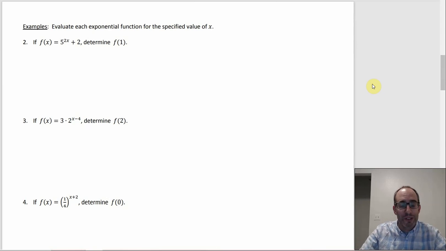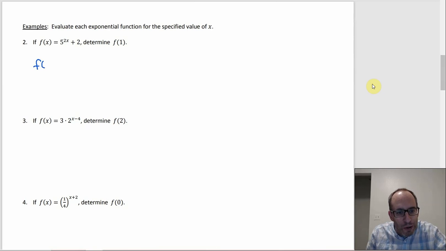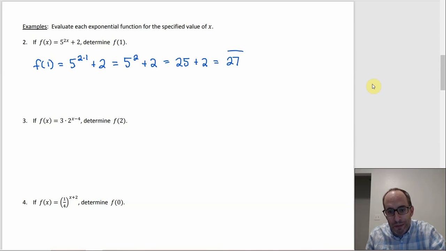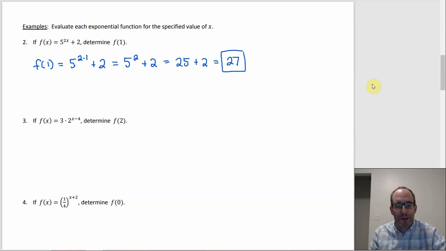So we are just going to sub in and simplify, but it does feel weird when you're subbing into the exponent. So let's see. Number 2, we want f of 1. So f of 1 here, if I just sub in a 1, it'll be 5 raised to the power of 2 times 1, and then plus 2. Well, 2 times 1 up in the exponent, that's a 2. So this is 5 squared plus 2, but 5 squared is 25, so we got 25 plus 2, which is 27. All right, there we go.